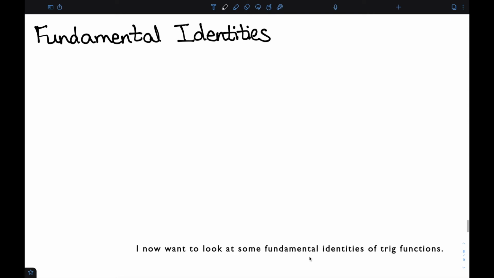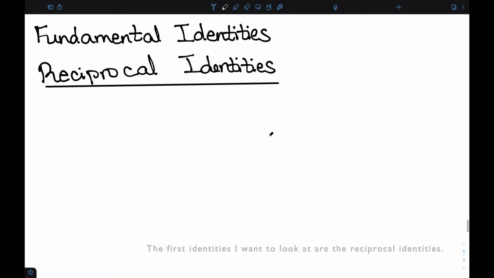I now want to look at some fundamental identities of trig functions. The first identities I want to look at are the reciprocal identities. A lot of the trig functions are just reciprocals of one another.